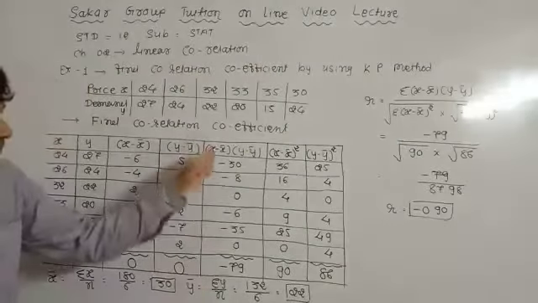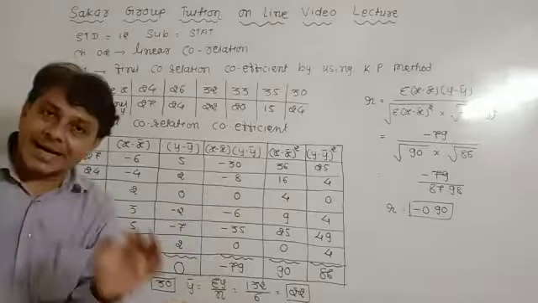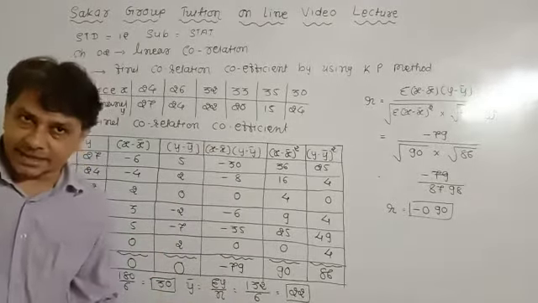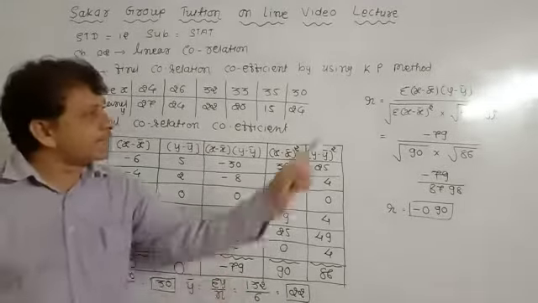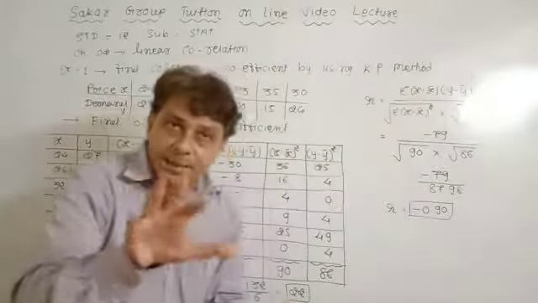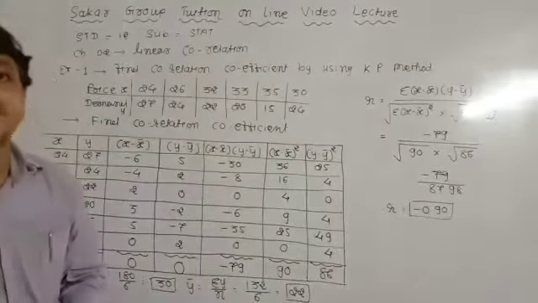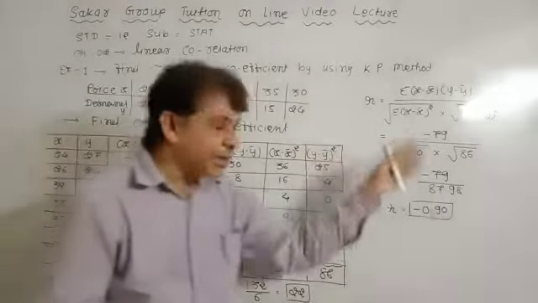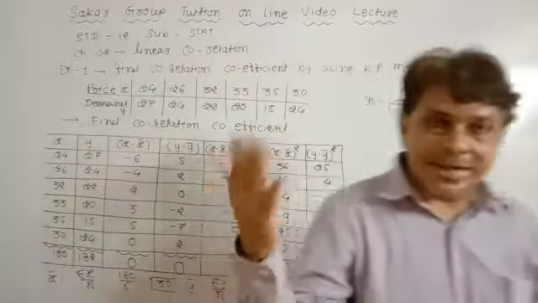Look here. All the values have a negative sign, so our addition will also carry the negative sign. Minus 79 becomes the first value which we put down in the numerator. After preparing x minus x bar into y minus y bar, look here, you have to prepare the square columns.